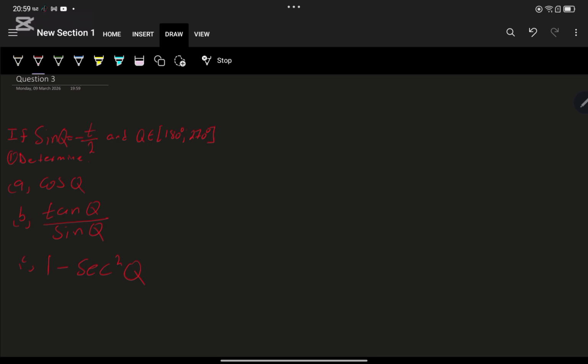From the following information here, we can see that angle q is the element of 180 to 270. So in that case, angle q is an angle in the third quadrant, because this is 180 degrees and 270 degrees. So they say angle q is the element of this quadrant. So that means the terminal arm opens all the way to that position there.